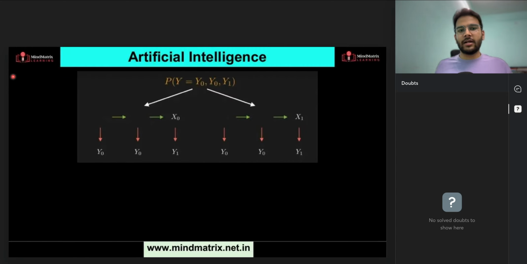Carefully see this. Let's understand this. This is what I'm trying to find: the probability of y equal to y0, y1.